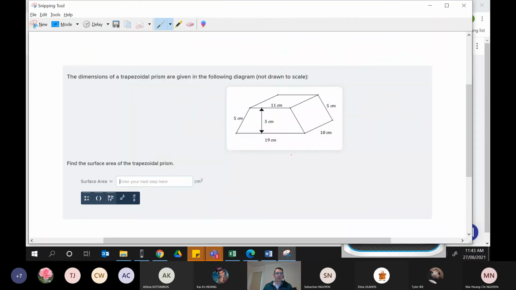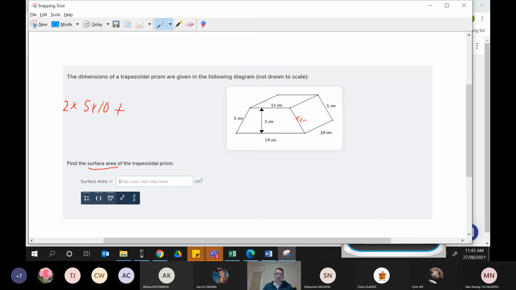All right, let's look at this one. The dimensions of the trapezoid prism are given, not drawn to scale. Find the surface area of the trapezoid prism. So we're trying to find the surface area, not the volume. I've got 2 of these slanting edges, so I know that's 5 centimeters. So I'm going to calculate 2 lots of 5 by 10. Okay, I try and work systematically, 2 of those.